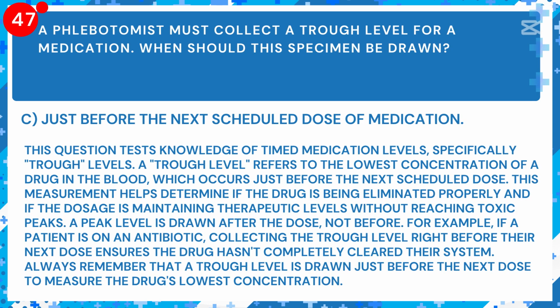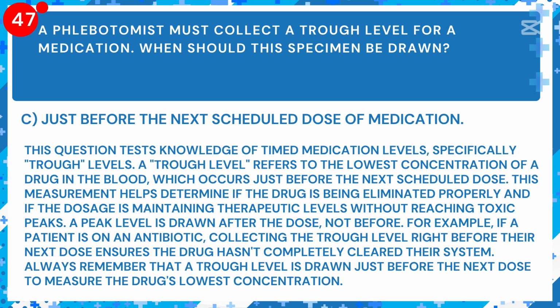Answer: C. Just before the next scheduled dose of medication. Explanation: this question tests knowledge of timed medication levels, specifically trough levels. A trough level refers to the lowest concentration of a drug in the blood, which occurs just before the next scheduled dose. This measurement helps determine if the drug is being eliminated properly and if the dosage is maintaining therapeutic levels without reaching toxic peaks.